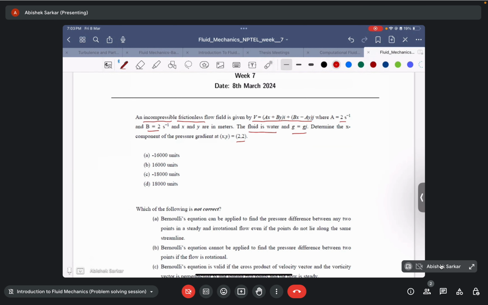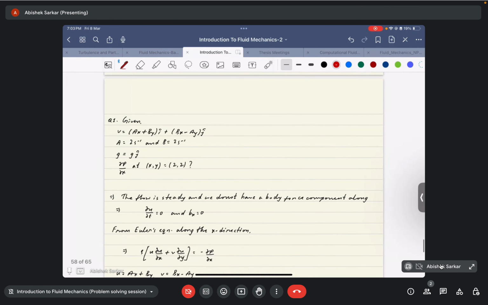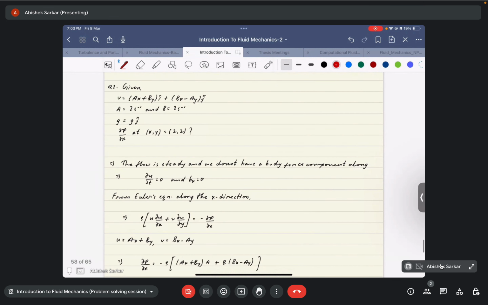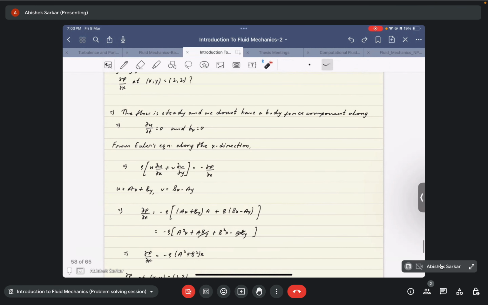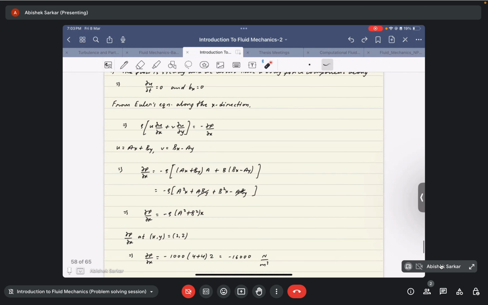If we try to solve it, I have solved it. Here v is (ax plus by) i plus (bx minus ay) j. If the flow is steady and the body force is 0 in the x direction, Euler's equation of motion along the x direction is given by this equation. Once we substitute the values of u and v, we get that dou p by dou x is equal to minus rho (ax plus by) into a plus (bx minus ay) into b. If we simplify it further, we get that dou p by dou x is equal to minus rho (a square plus b square) into x.